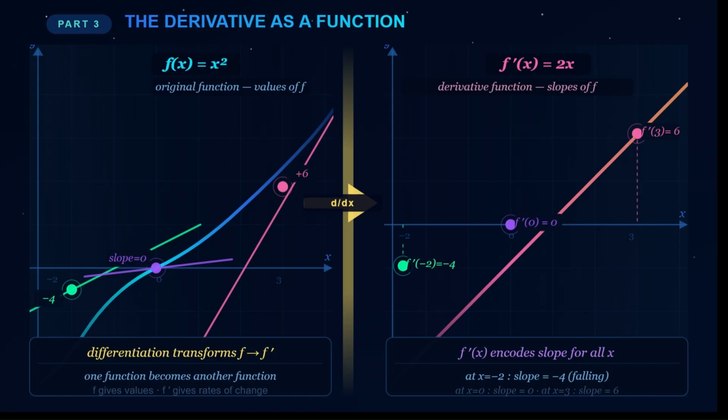This is a profound realization. Differentiation is an operation that transforms one function into another. The original function f describes the values of a quantity. The derivative function f prime describes the rate at which those values are changing. For example, if f of x equals x squared, then f prime of x equals 2x. At x equals 3, the slope is 6. At x equals negative 2, the slope is negative 4. The derivative function encodes the slope information for the entire curve in a compact, usable form.